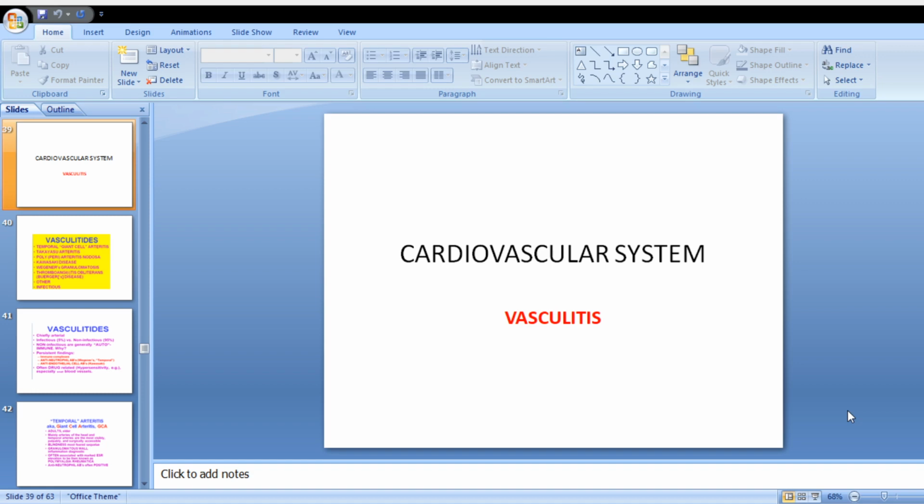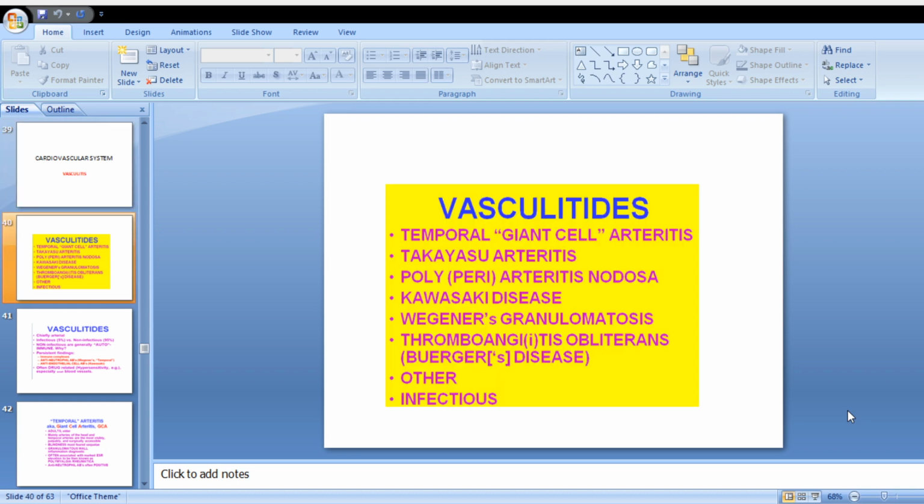Now we are discussing a very important topic, vasculitis. These are the types of vasculitis. The first one is giant cell arteritis, in which the temporal artery is involved. Then second is Takayasu arteritis, polyarteritis nodosa, Kawasaki, Wegener's granulomatosis, thromboangiitis obliterans, also called Buerger's disease, and even some infections and other autoimmune problems can lead to vasculitis. Now we will go one by one.